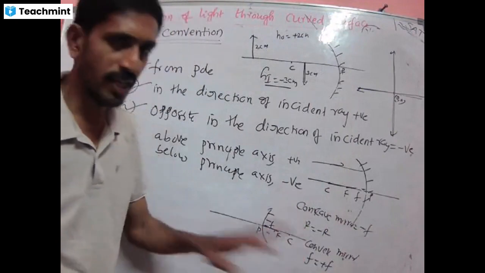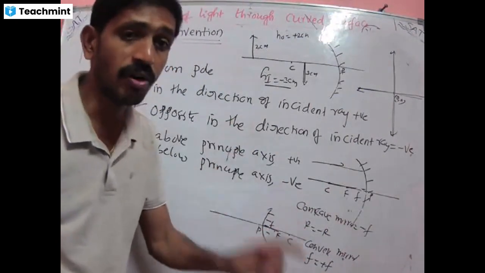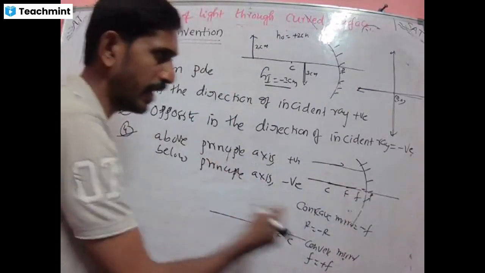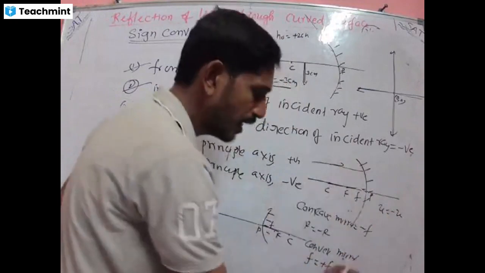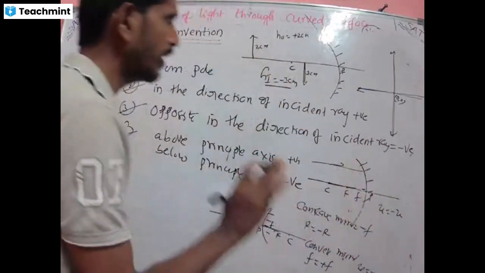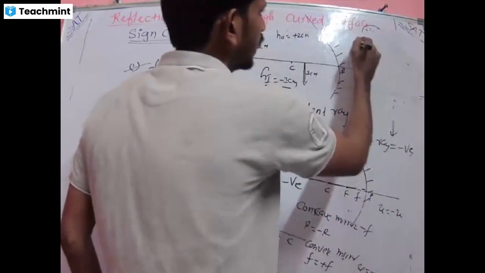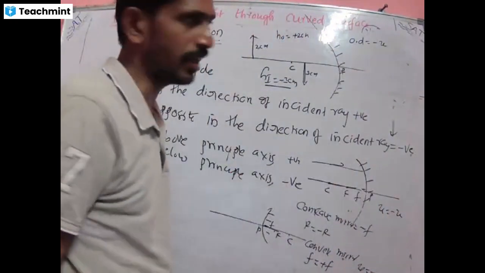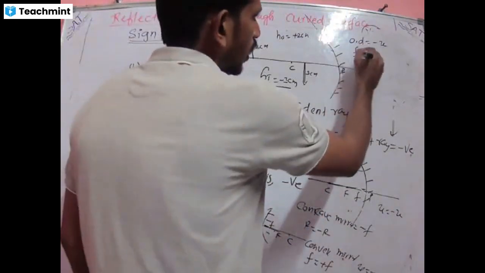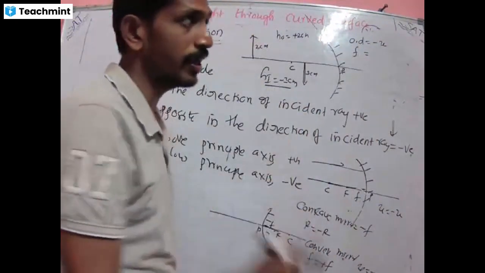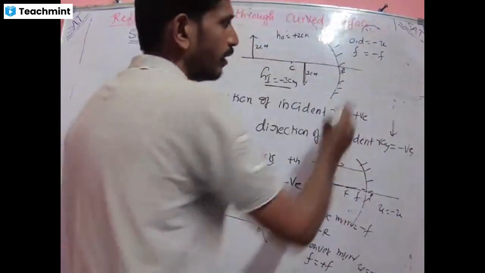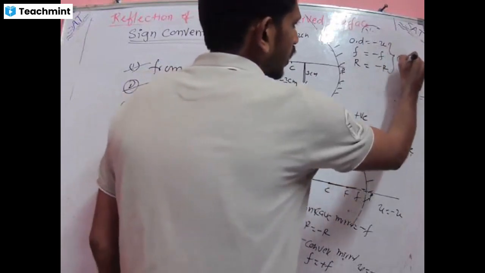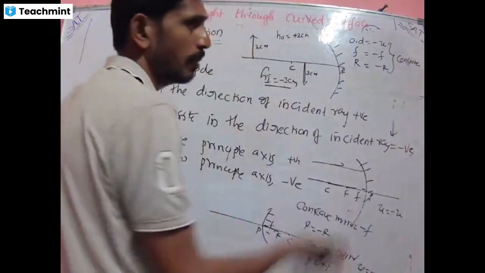In any case, the object distance is always negative, because we are measuring the distance from the pole to the object on the left side only. Remember these two points: the object distance is always negative, minus u, in any case. The focal length of a concave mirror is negative, and the radius of curvature of a concave mirror is negative. This is the concave mirror information. What about the convex mirror?